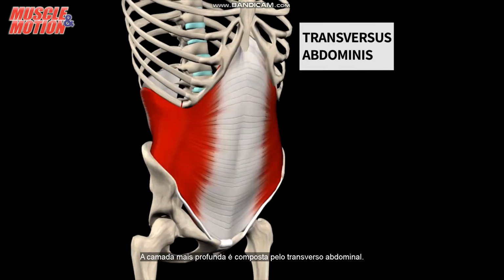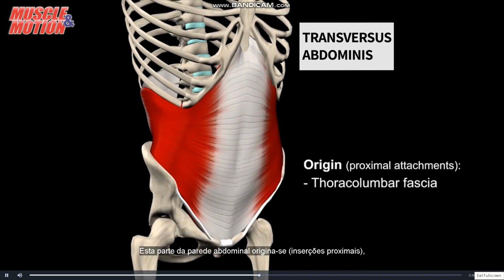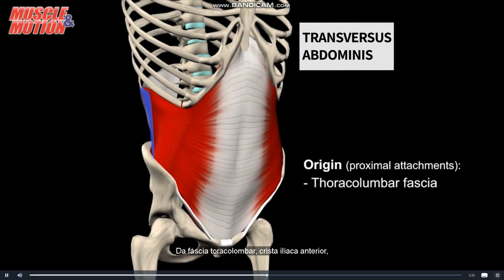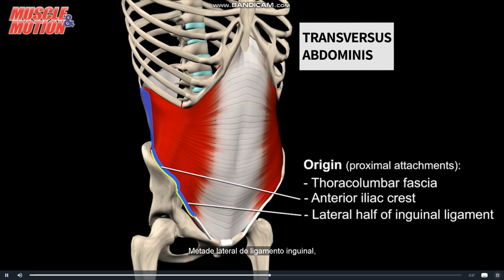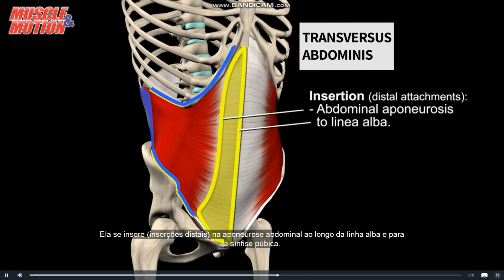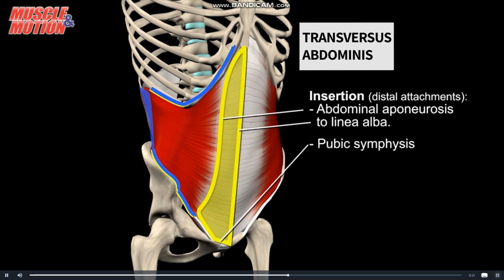The deepest layer is made of the transversus abdominis. This part of the abdominal wall originates, proximal attachments, from the thoracolumbar fascia, anterior iliac crest, lateral half of the inguinal ligament, and the cartilages of ribs 6 through 12. It inserts, distal attachments, in the abdominal aponeurosis along the linea alba and to the pubic symphysis.